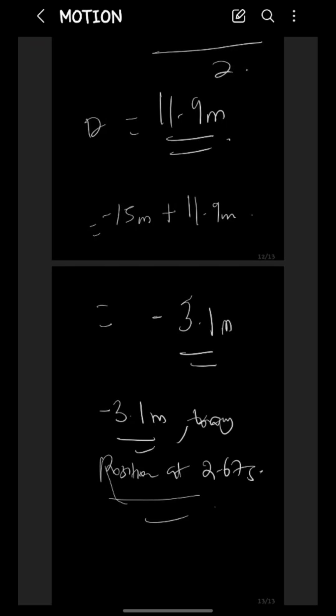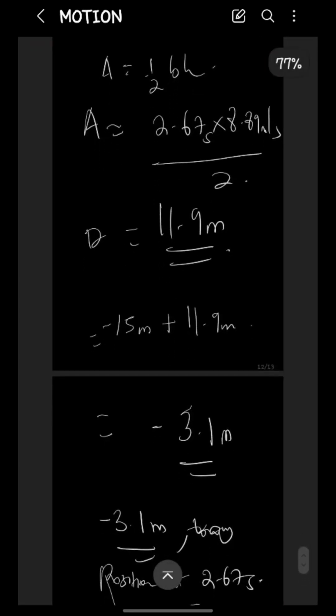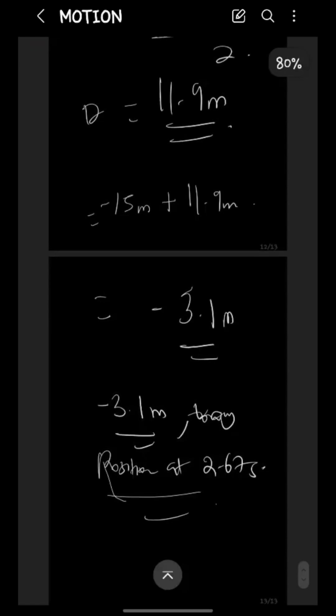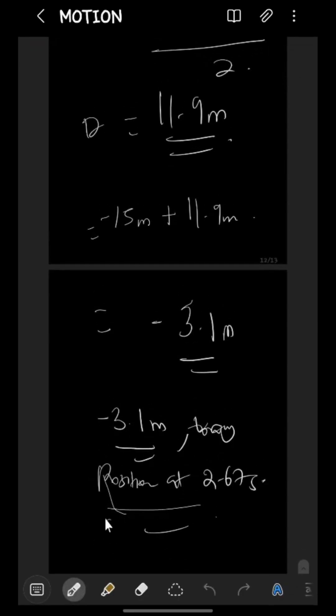Okay, so that is about it. You find the area underneath the curve, which would denote distance. Then you add that distance that has been moved to the original initial position where it was at, and that will give you negative 3.1 meters. Or you can say it is 3.1 meters to the left.